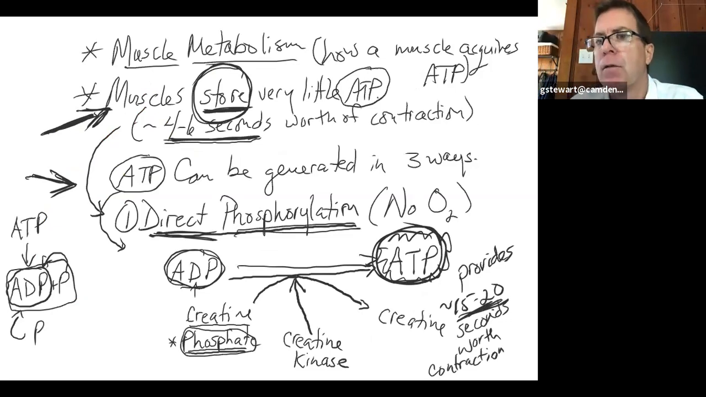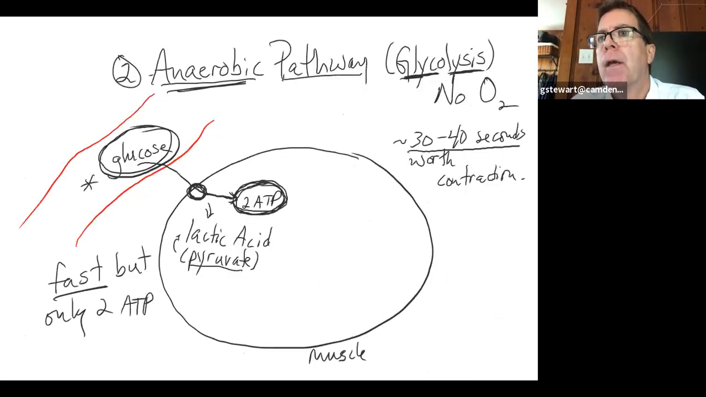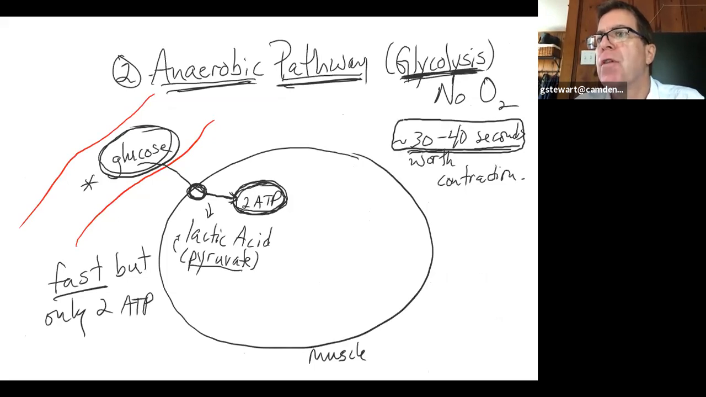But let's say he wants to go a little further. Then his cells do this, the anaerobic glycolytic or glycolysis pathway. That will enable him to sprint for 30 to 40 seconds without really having to breathe. He can exhale the whole way if he wants. And the anaerobic process is, in the absence of oxygen, breaking down a glucose molecule to get 2 ATP. And these are the byproducts.